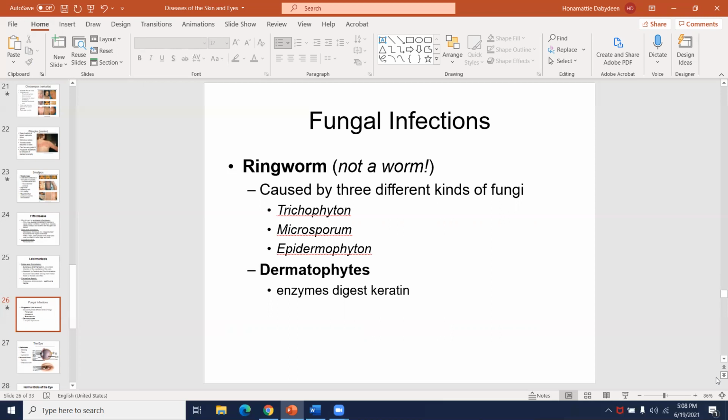All right. So we did a little bit of the bacteria, the fungus, the virus. Can't think of any protozoa that actually invade the skin.